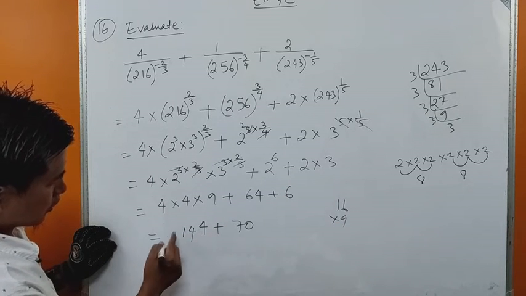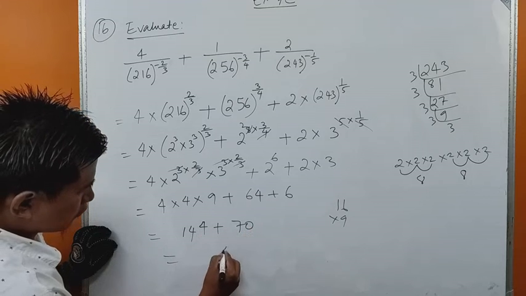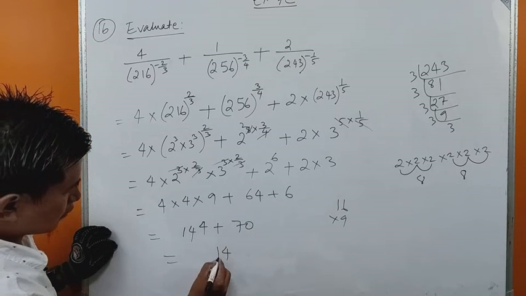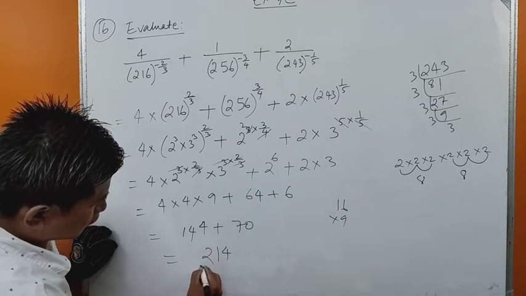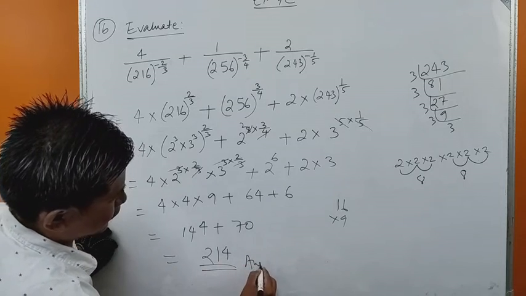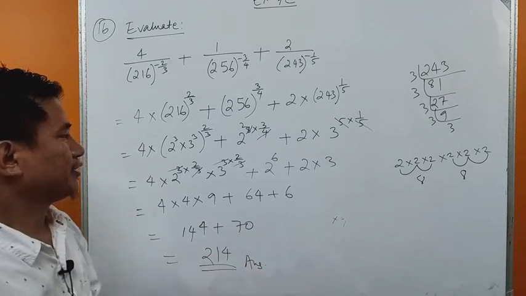Now we add up this because both are positive. 4 plus 0 is 4, 7 plus 4 is 11, 1, 1 plus 1 is 2, 214 is the answer for this question. Okay, so I hope you got this.